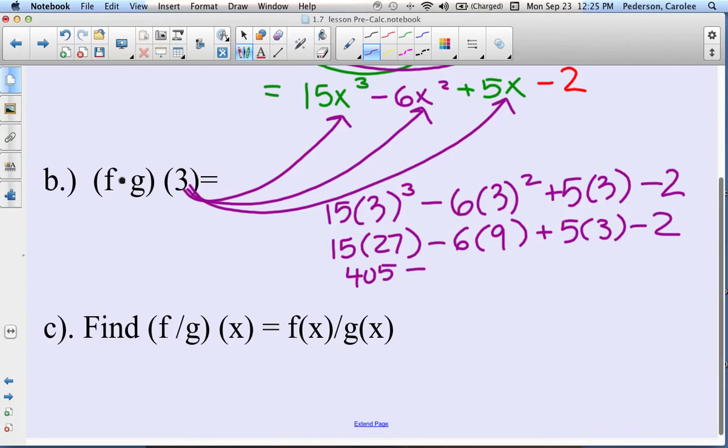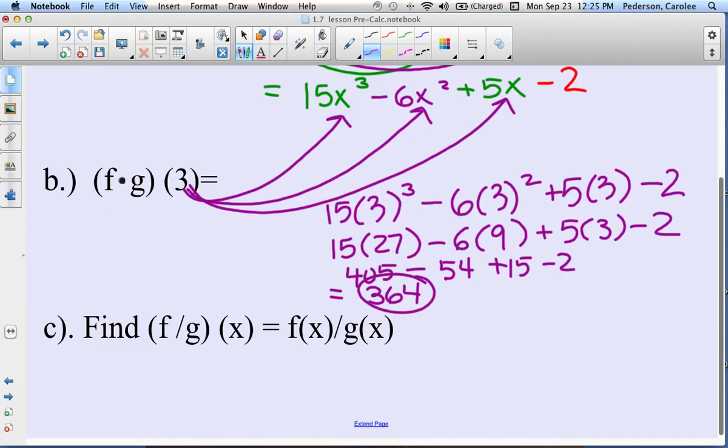6 times 9, 54. 5 times 3, 15, and then minus 2. Then take 405 minus 54 plus 15 minus 2. And we get 364.